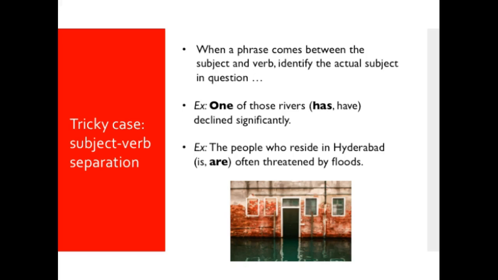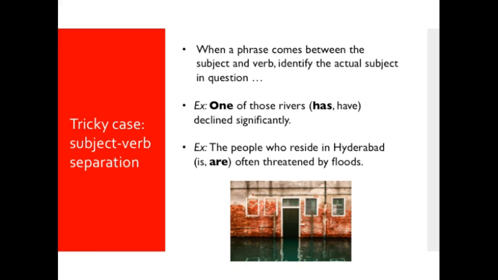So an example would be one of those rivers. So one is essentially our subject, one of those rivers, has or have declined significantly. So this is confusing because you might mistake the subject as rivers, which is obviously plural, when the real subject is actually one, so one river. So you want to make sure that you're identifying the true subject in the sentence. And of course, one is a singular noun and therefore requires a singular verb. So one of those rivers has declined significantly.